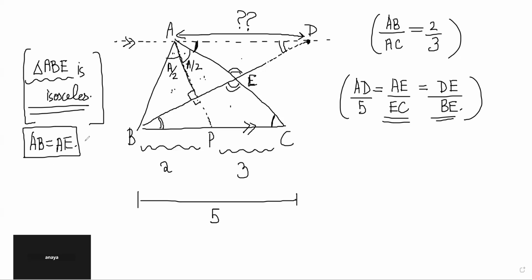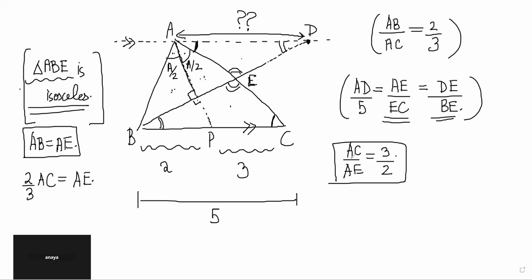And therefore it is also equal to AC, right? No, not AC. We know the AB and AC ratio, so we know that AB is 2 by 3 AC, which is equal to AE. So now we are getting the ratio of AC and AE: AC by AE is equal to 3 by 2.